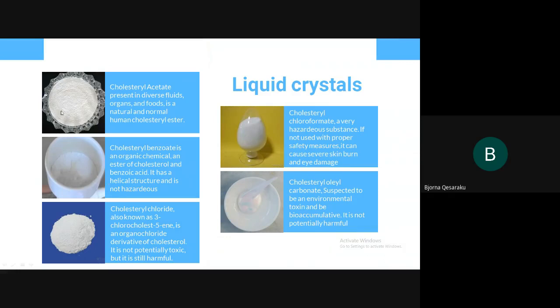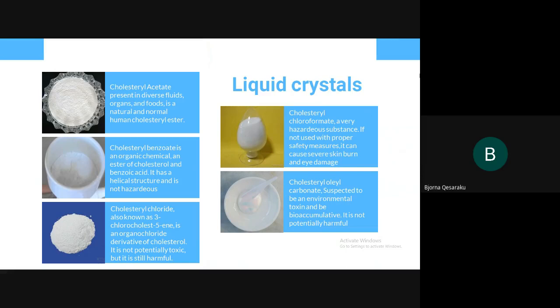This one here, for example, cholesterol acetate, is present also in our body and is a normal human cholesterol ester. But this one here that is sold in a closed container is very dangerous. It is cholesterol chloroformate. It's very hazardous, and if it's not used with proper safety measures, it can cause severe skin burn and eye damage.